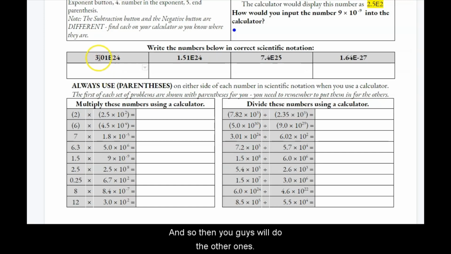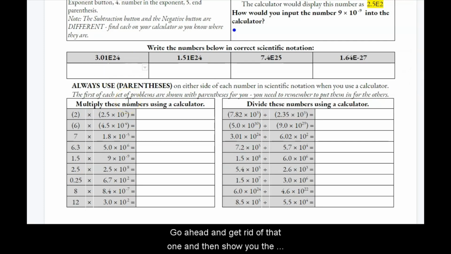So here, what this means, 3.01, and the E stands for times 10 raised to the power, and so I'm going to do control period of, and then whatever the exponent is, 24. So it's this here, E stands for times 10 and then raised to the power of. And so 3.01 E24 means this.